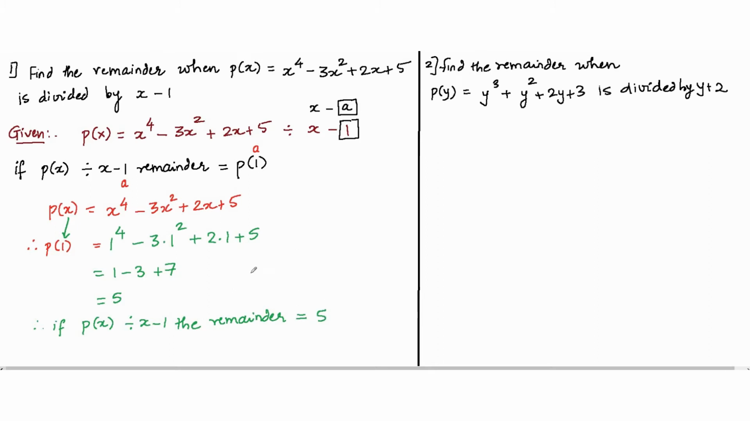Now, of course, we can confirm this using the long division method. So let me work out the long division method on the right side. Let's take the dividend and divide it. So I have x raised to 4 minus 3x square. By the way, I don't have an x cube term, so let me add a 0x cube there. Then I have a minus 3x square term, then there is a plus 2x and 5. And I'm dividing this whole thing by x minus 1.